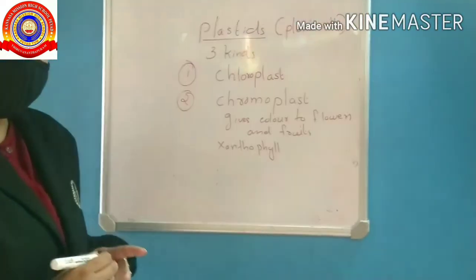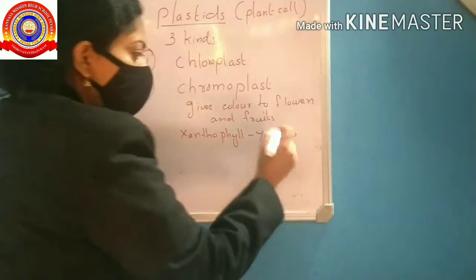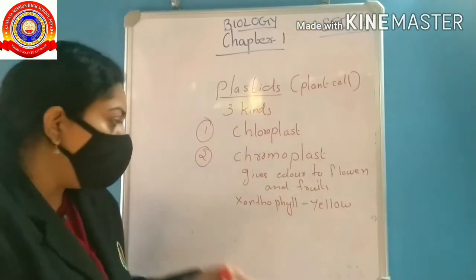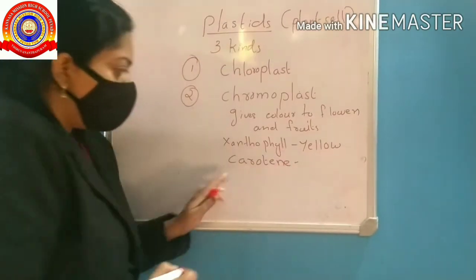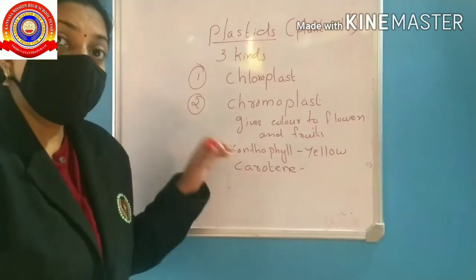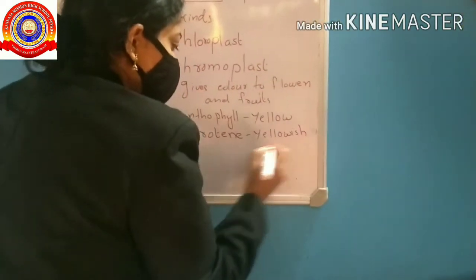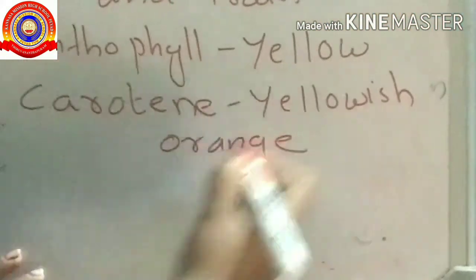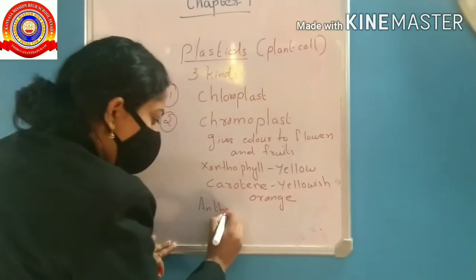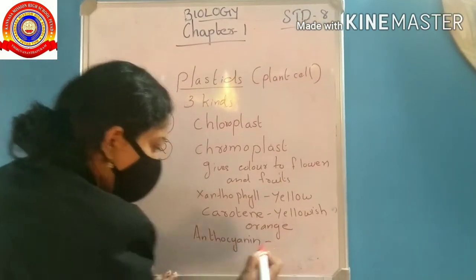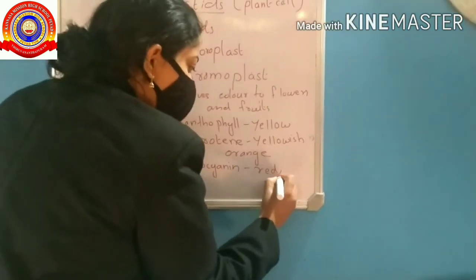The first one is xanthophyll. The xanthophyll is a pigment present in chromoplast. It is yellow in color. Next one is carotene. It gives yellowish orange color. Next is anthocyanin. The anthocyanin gives red or purple color.